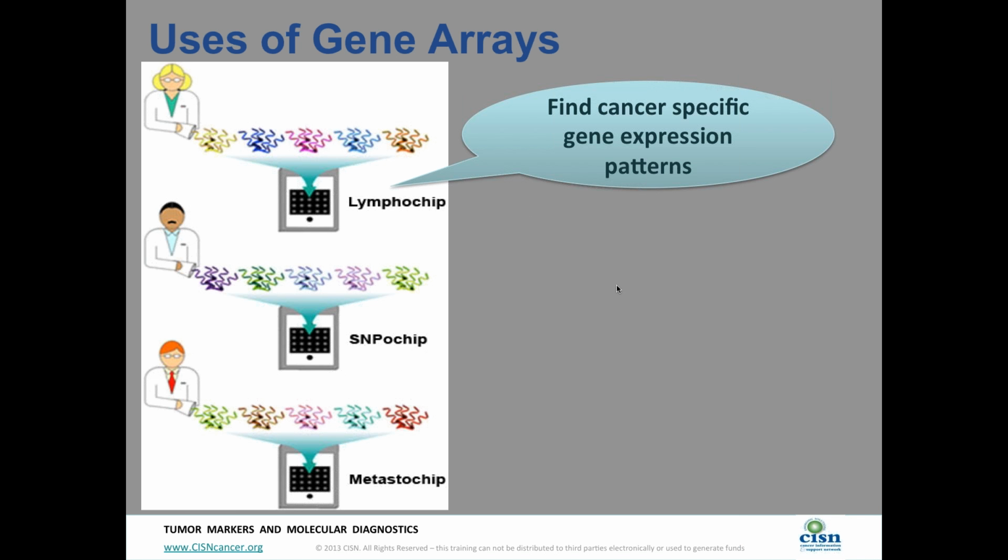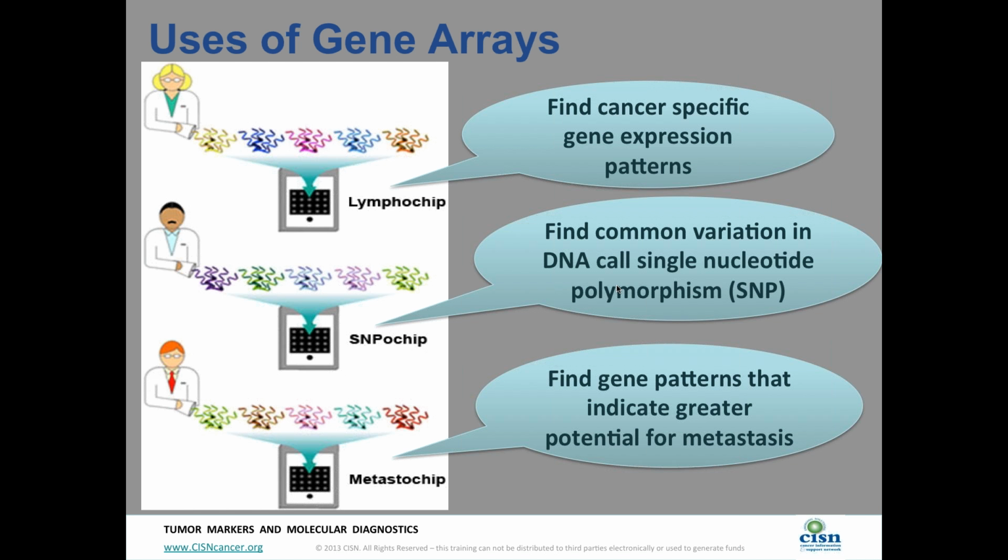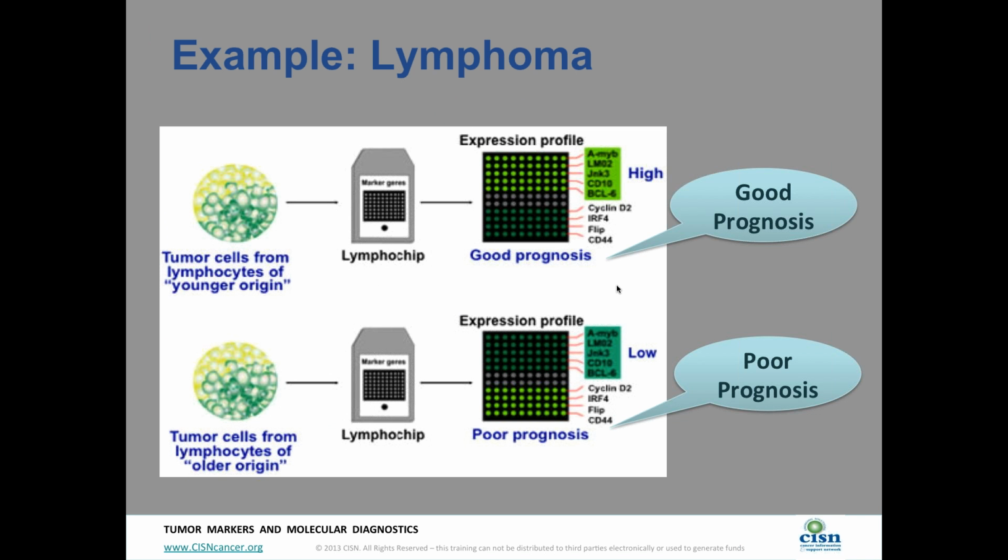So for gene arrays, you can find cancer with specific gene expression patterns. So this is looking at RNA expression. You can look at common variations in your DNA, different mutations, and those are looking at the DNA. And then you can find gene patterns that might indicate potential metastases. So when you look at just individual changes, sometimes you don't see anything, but when you look at patterns, you can see something more in depth. So these are just some ways that you can use a gene array.